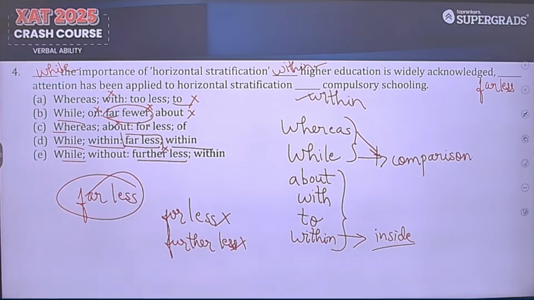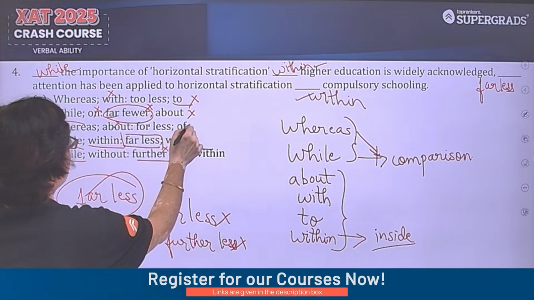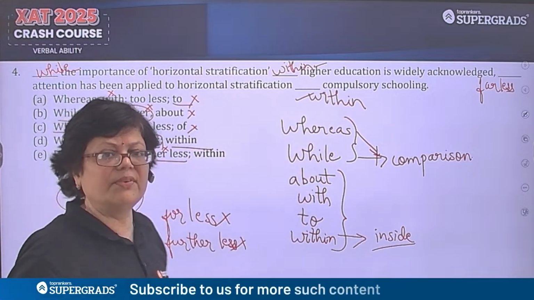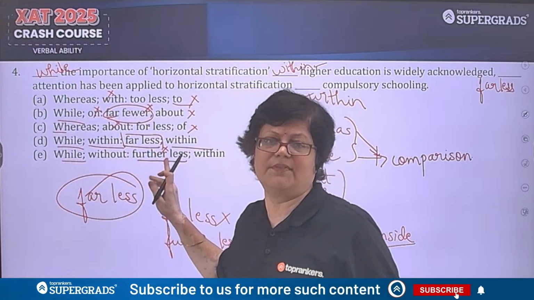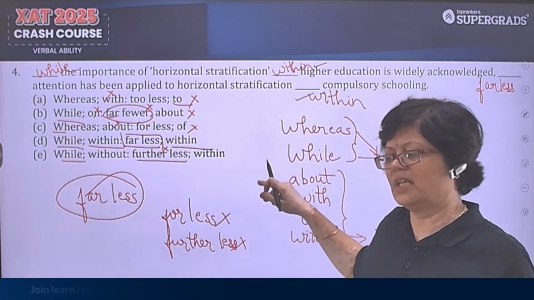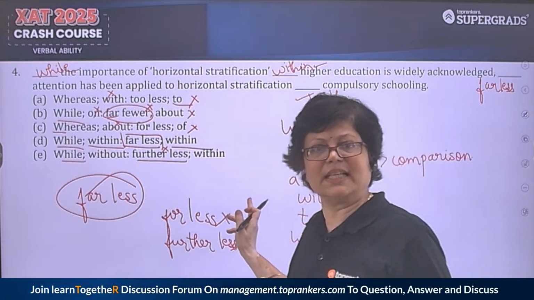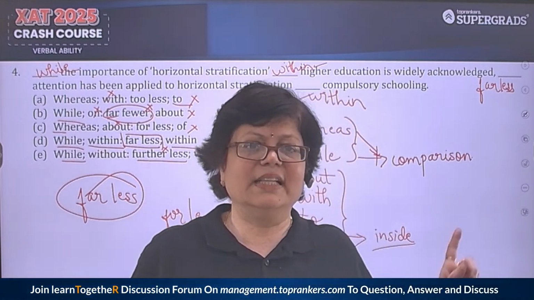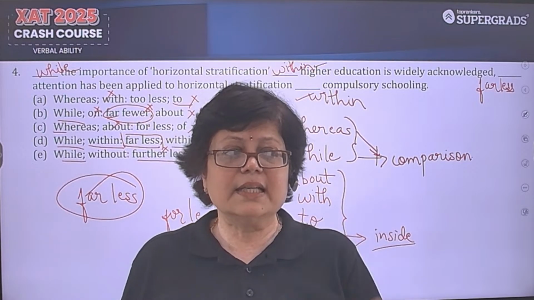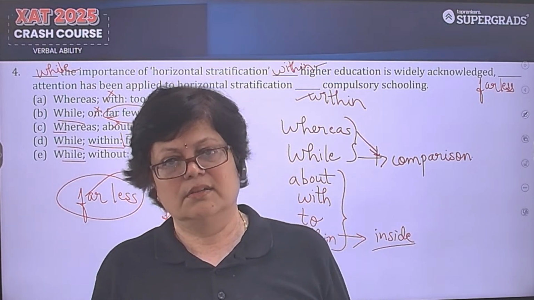C option again has been taken away because of the preposition of has been applied to horizontal stratification of compulsory schooling when in the first part we are using within compulsory schooling. Same analogy applies to the second half or the latter part of the sentence. So here also we find that there is a big play of prepositions. Unless we are clear with the prepositions, where do we stand?